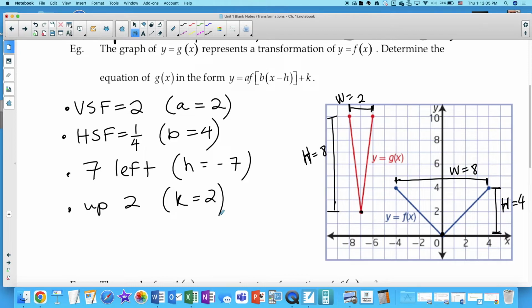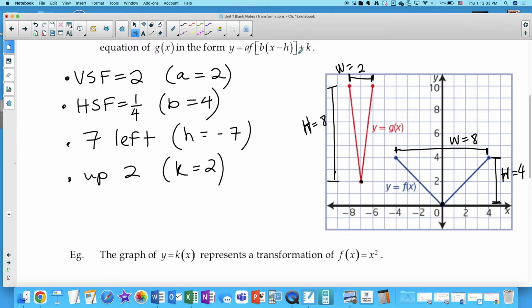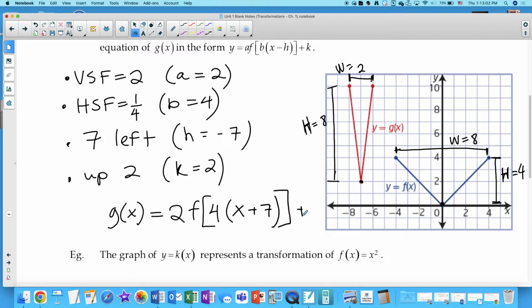I would never go just from looking at the graph directly into here. You want to lay out a few things first. So do a brief note about all of the transformations you see. Then talk about, if the vertical stretch factor is 2, A is going to be 2, and so on for each parameter. Then you can fill it into g of x equals a times f of b times x minus h, plus k. So g of x is going to be a is 2, f of b is 4, times x minus h. In this case, this is going to become x plus 7, because we're subtracting -7. And then plus 2.